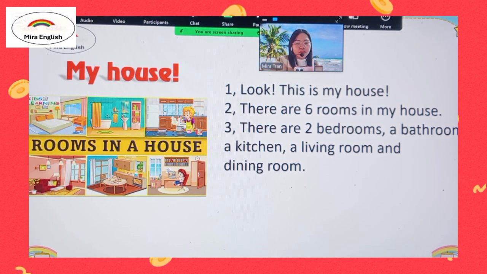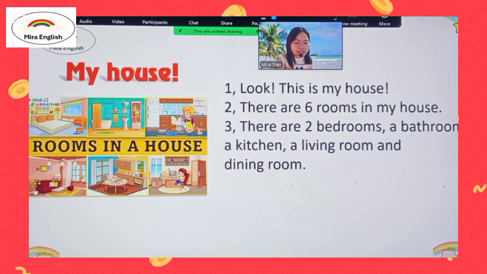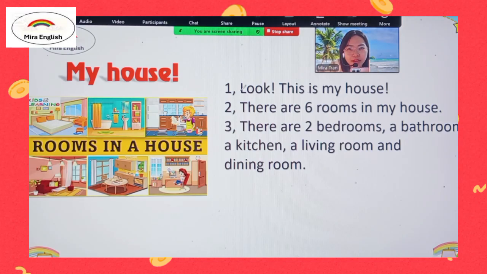Now let's review my house, okay? Let's read together first to remember. Look, this is my house. Nhìn này, đây là nhà của tớ đấy. There are 6 rooms in my house. Có 6 phòng trong nhà của tớ.